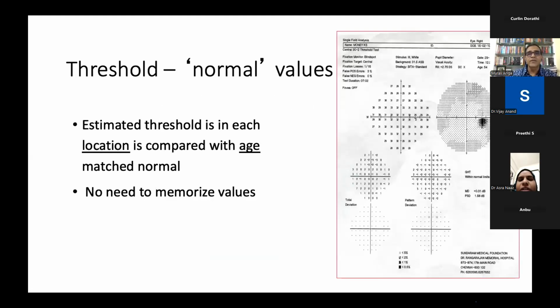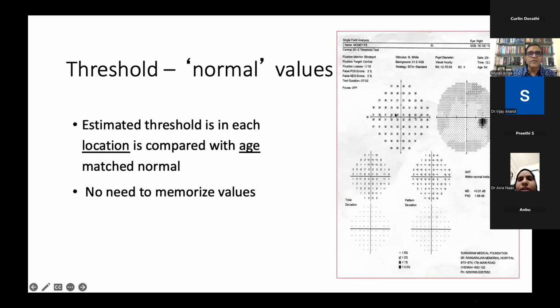You don't really have to memorize or remember the normal values for each location in the visual field. The estimated threshold in each location is compared to the age-matched normal, and it is location specific. That is why the age has to be entered for perimetry; without the age, the machine would not even proceed further, because all comparisons are with the database, which is compared with age-matched normal.